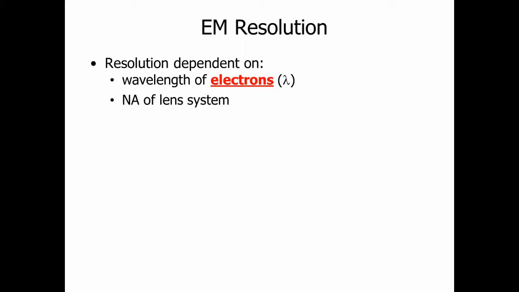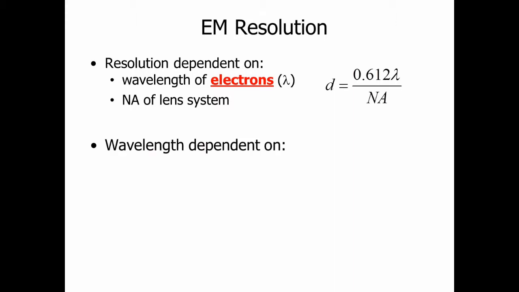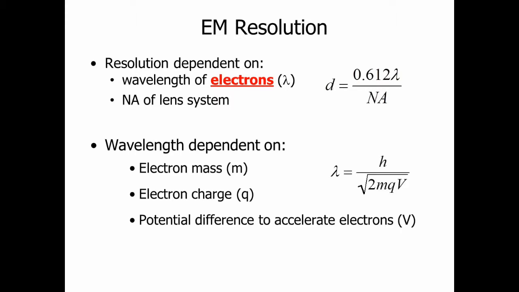So the wavelength of electrons is a lot smaller than the wavelength of visible light. So as you can imagine, you can have a much greater resolution, or a much smaller resolvable distance. And really this depends on the size of the electrons, their charge, and what you're using to accelerate those electrons.